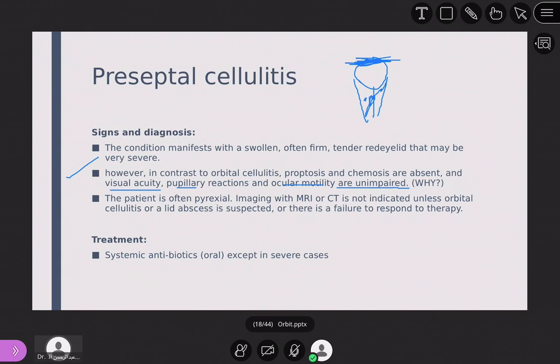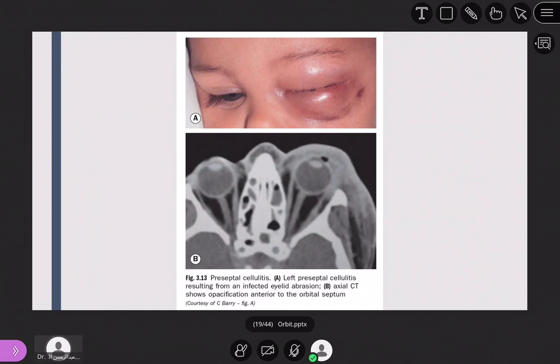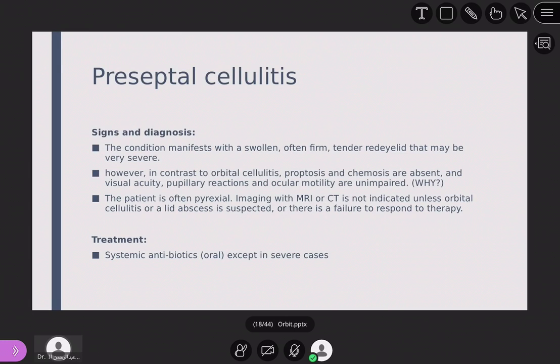The patient is often pyrexial. Imaging with MRI or CT is not indicated unless orbital cellulitis is suspected. Treatment: just give systemic antibiotics, oral except in severe cases where it is IV, but mainly oral. In preseptal cellulitis you should give systemic, not only topical. You should give systemic antibiotics in preseptal cellulitis.